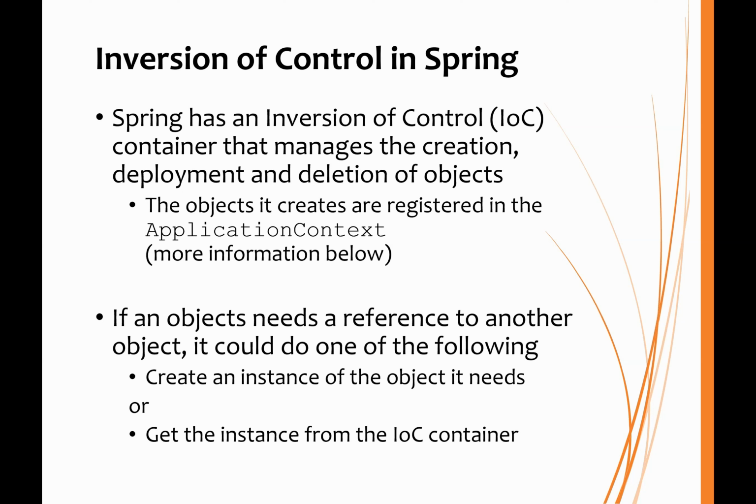So if we need an object, we could do one of two things. We could create that instance ourselves and then use it and then take whatever steps are necessary to delete it, or we could get an instance of it from the inversion of control container.